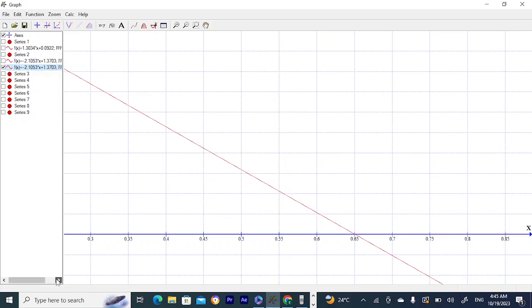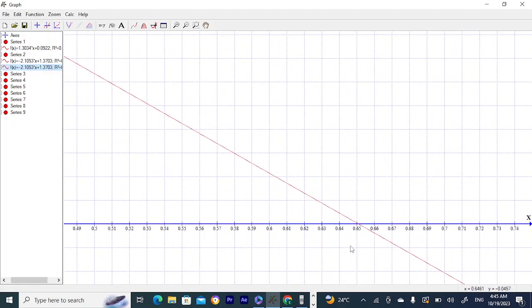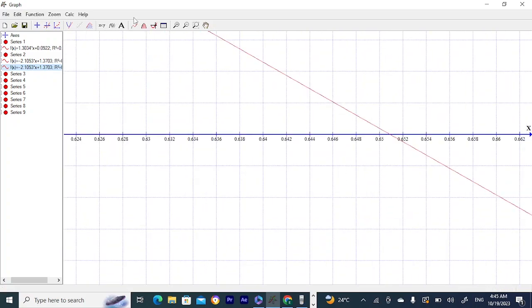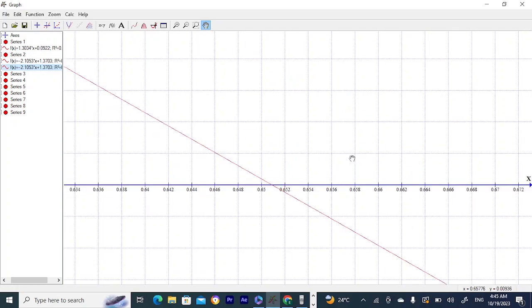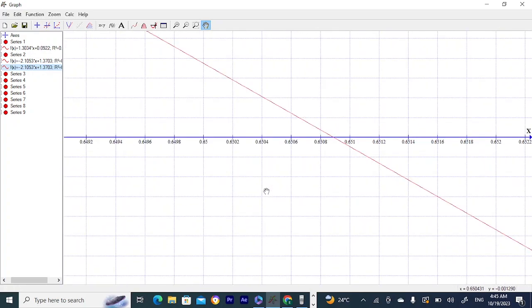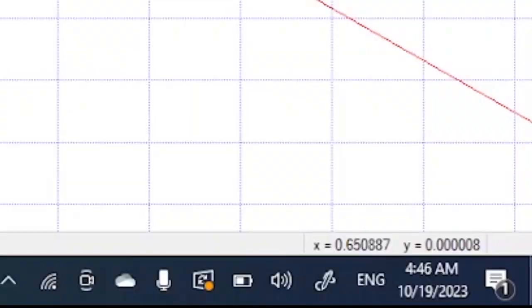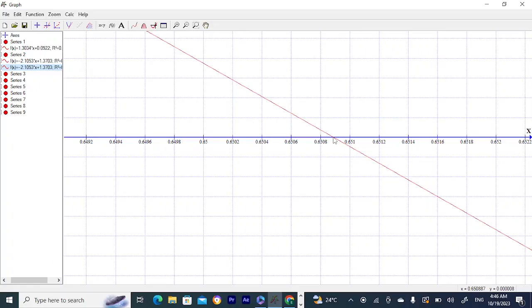From my software here, it tells me that the intercept on the x-axis is somewhere around here. Let me zoom in and see if I can get this intercept. So somewhere around here. So hopefully I can use my coordinates. Here's about 0.65. You can see, look at the bottom right, that x equals 0.65 and y equals 0.0000. So that means the intercept on the x-axis is 0.65.